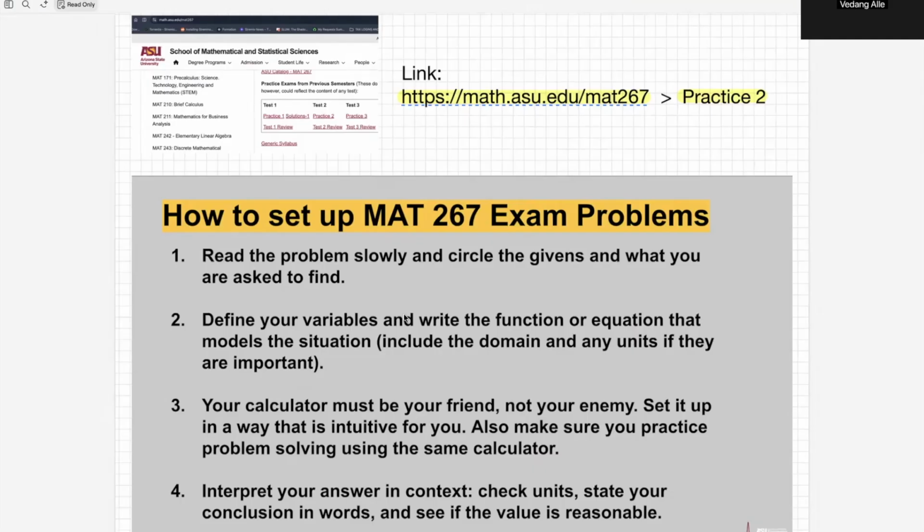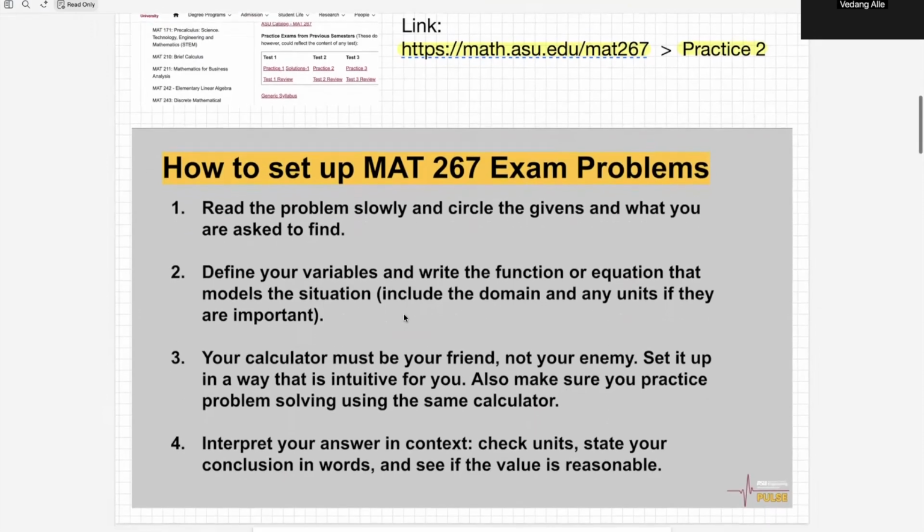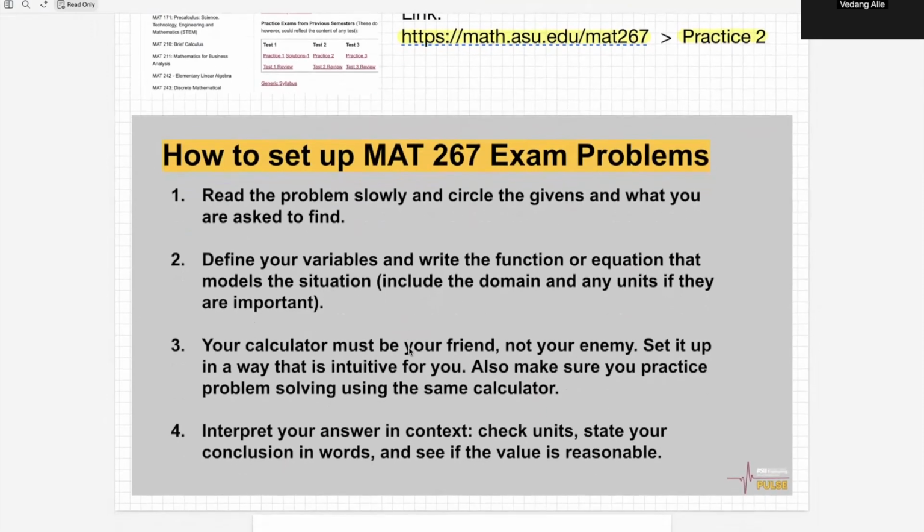Set it up in a way that's intuitive for you. Every time you do math or practice math or you're in class, use the same calculator and familiarize yourself with it. Number four is to interpret your answer in context. Check the units and try reasoning with it. For example, if you're calculating the lift or drag of an aircraft, we know that drag really can't be negative, right? It doesn't make sense. So state your conclusions, make your assumptions, and check if the value is reasonable and within bounds.